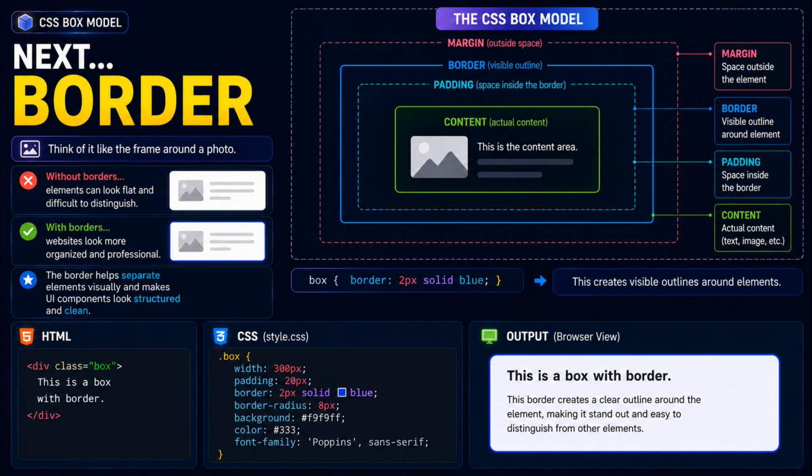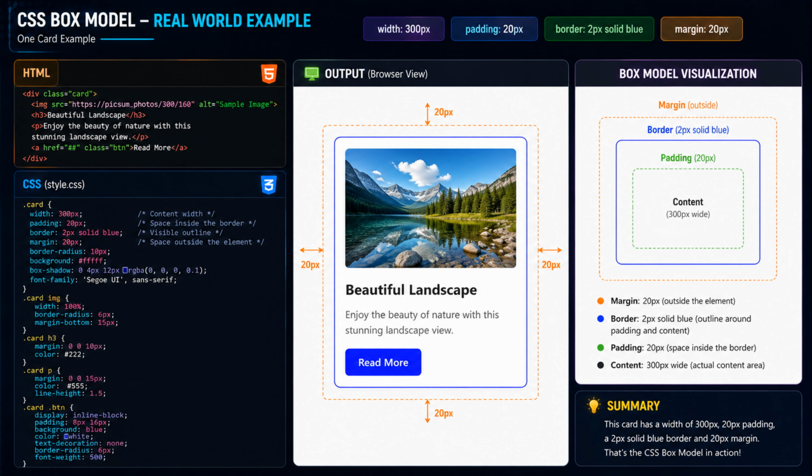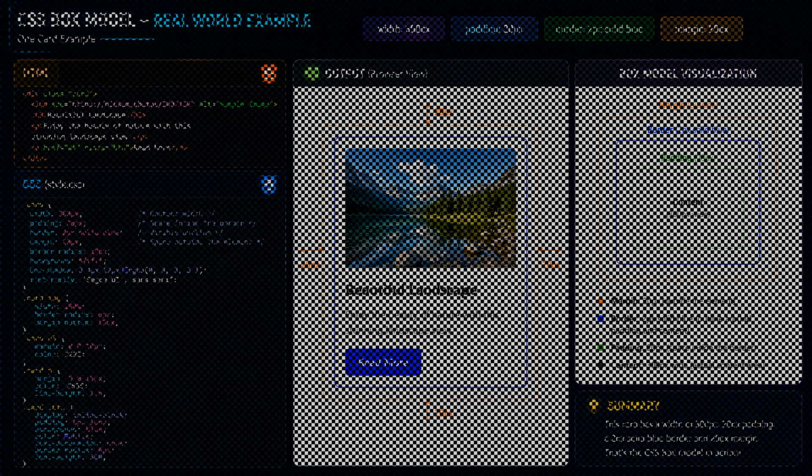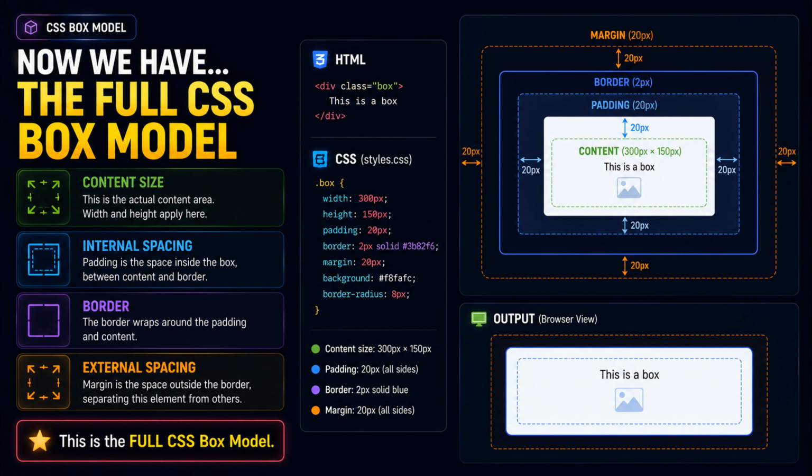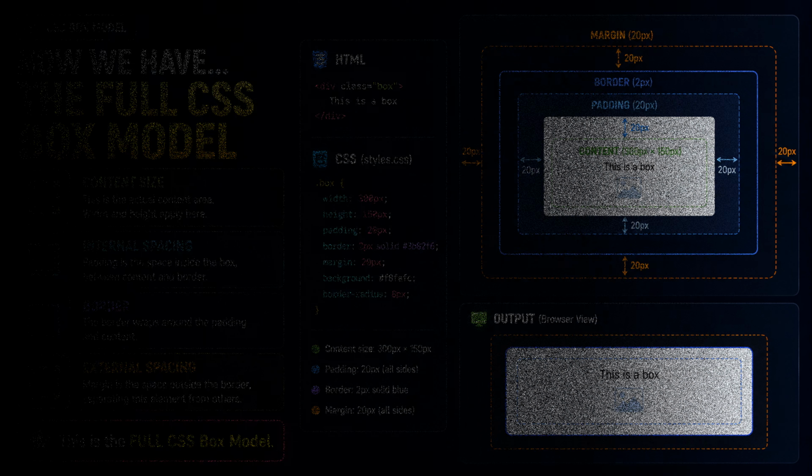Box, border: 2 pixels solid blue. This creates visible outlines around elements. Real-world example: create a card, width: 300 pixels, padding: 20 pixels, border: 2 pixels solid blue, margin: 20 pixels. Now we have content size, internal spacing, border, external spacing. This is the full CSS box model.